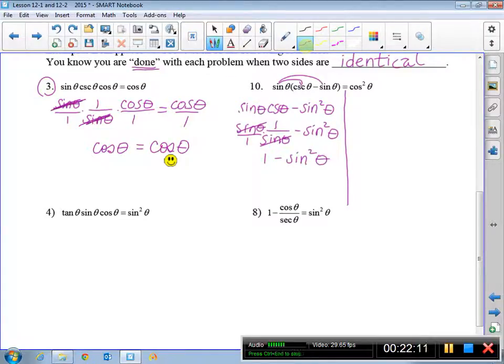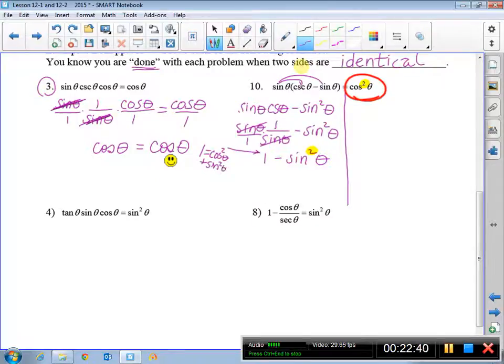Now sometimes you'll just stop and look. What is it I'm trying to get the left side to look like? And I've got cosine squared on the other side. And I hope that you're noticing you've got squares. So let's think about the Pythagorean identities. And always remember, 1 is equal to cosine squared theta plus sine squared theta.